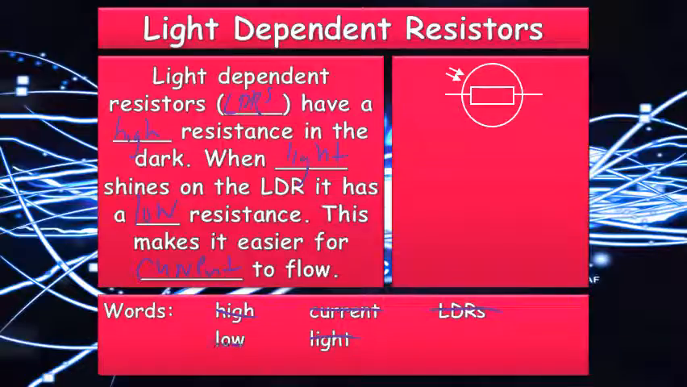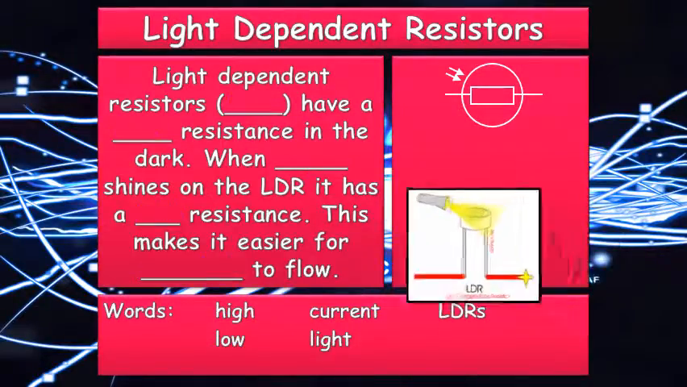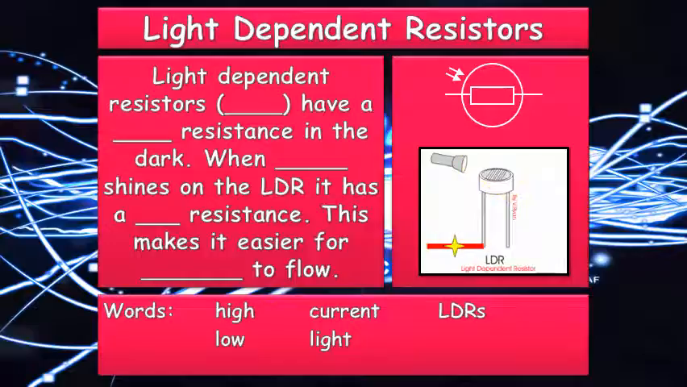So an LDR, the resistance of the component is dependent on the amount of light on the device. So when it's dark, it has a high resistance. When it's light, it has a low resistance. And there's an example there. When you shine the light on, the current can flow.